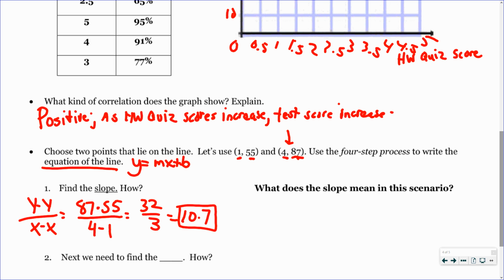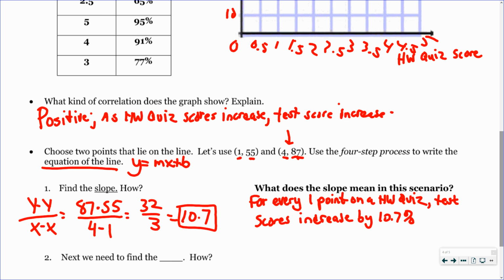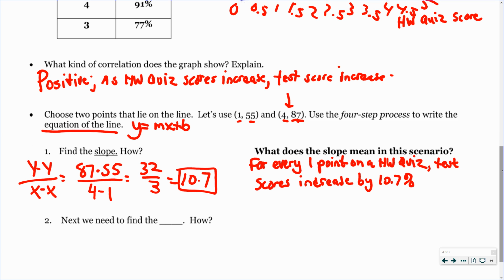So here's our slope. What does the slope mean to the scenario up above with homework scores and test scores? Well, that's like saying 10.7 over 1, right? So for every 1 point on a homework quiz, test scores increase by 10.7%. Okay. That's the slope. Now we're going to figure out our B in just a minute.